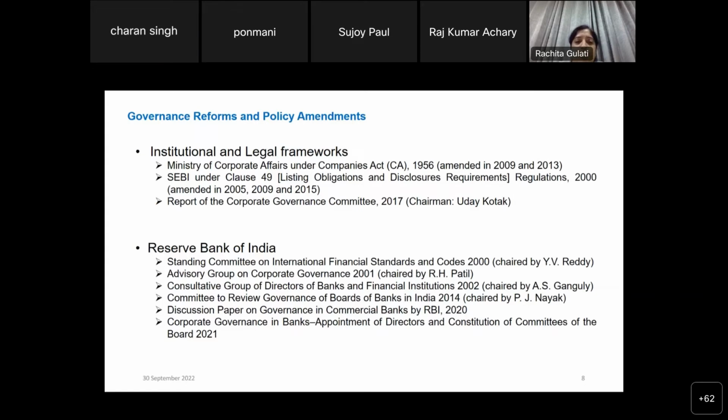There are also discussion papers available which describe the governance practices in commercial banks to be followed, released by the RBI in 2020, and some guidelines provided in the recent note on corporate governance in banks, appointment of directors, and constitution of committees of the board, 2021.